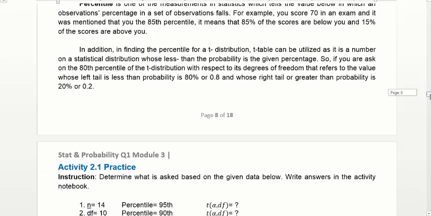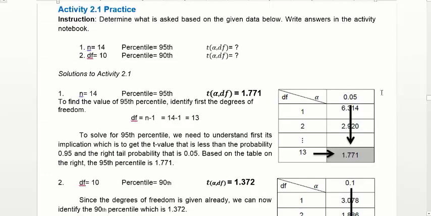Then we can actually use the t-distribution for that one. So, how? How do we do it? So, let's try this one. Let's practice first.